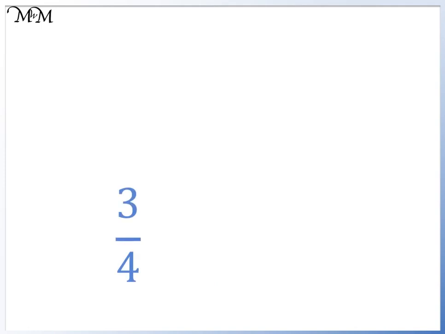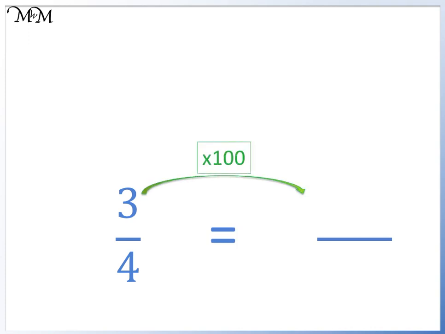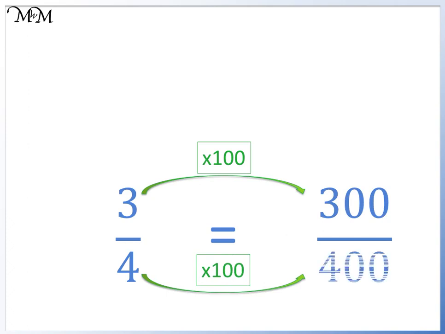Next, let's find an equivalent fraction to 3/4. We will start with the numerator. This time, I have decided to multiply by 100. 3 times 100 equals 300. Now for the denominator. 4 times 100 equals 400. 3/4 is equivalent to 300 over 400.